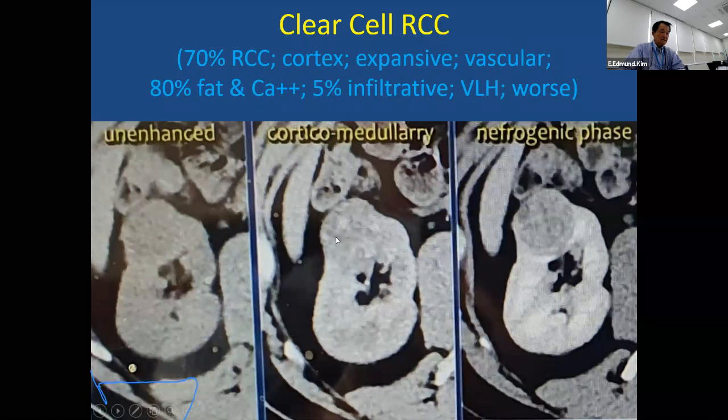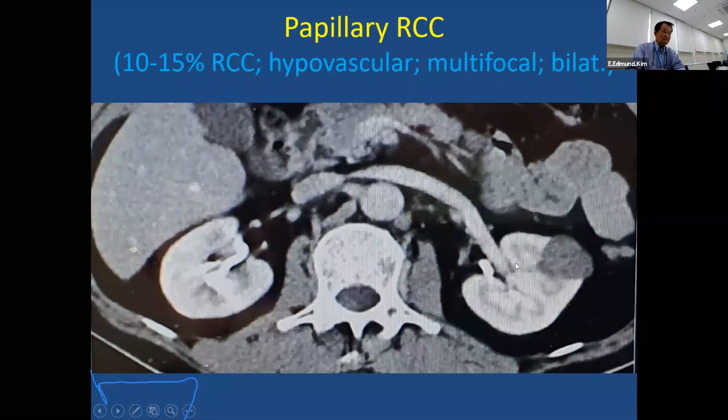It's difficult to see without contrast enhancement. Unenhanced here, enhanced here, because the renal tissue is also very vascular, so we have arterial, venous, and capillary phases all together. The papillary type is a relatively small percentage. It's not that vascular, as shown here.